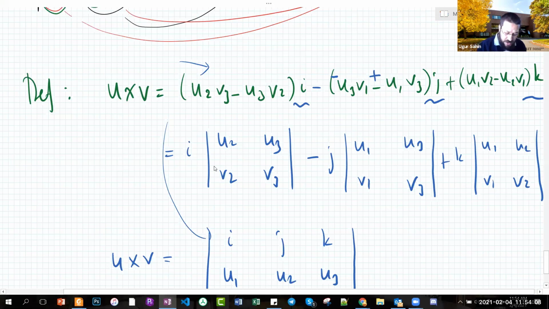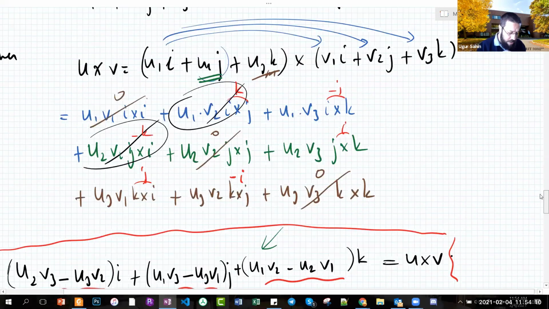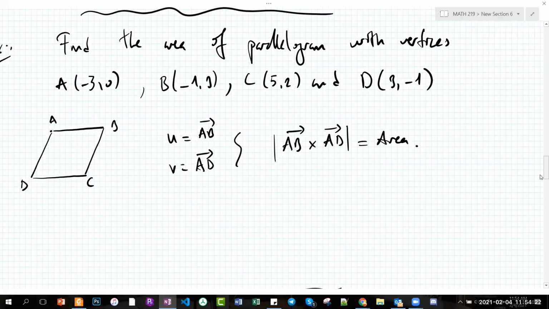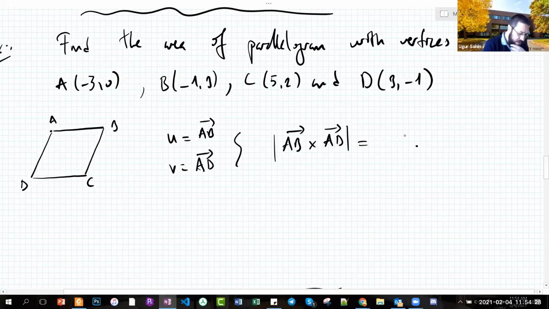So let's go back to the parallelogram problem then. Can we calculate it now? Yes. Exactly. But first, I need to figure out what is the AB vector. To calculate the AB vector, I need to use the A and B. And I'm going to subtract the components starting from the right, the second vector.